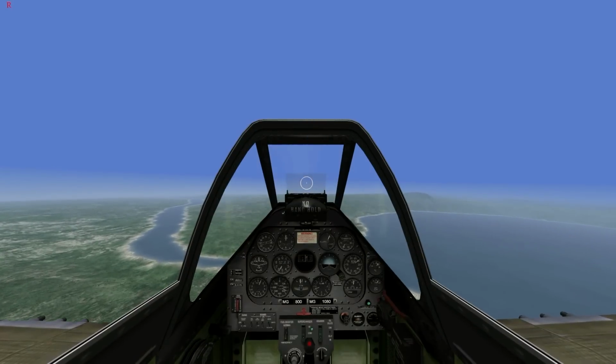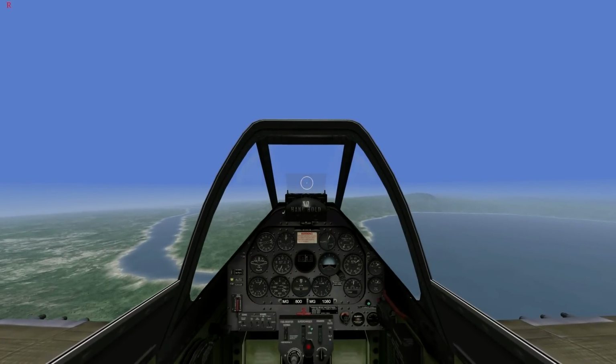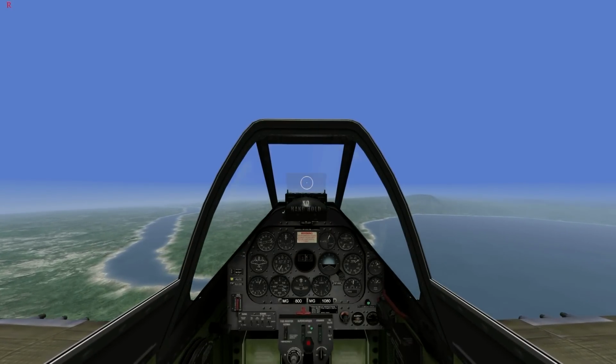And that covers basic fighter maneuvers. Remember to keep practicing and one day you'll become an ace pilot yourself.